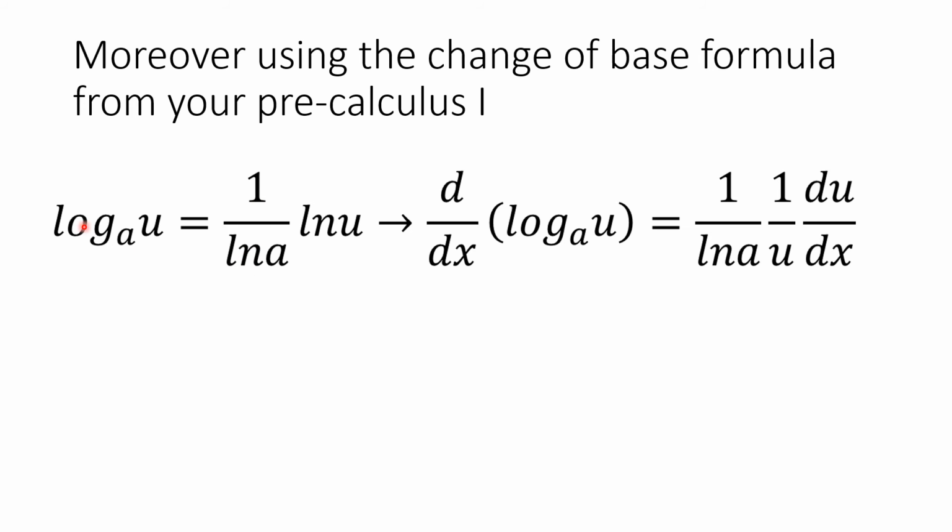So when you take the derivative of this, the change of base formula tells you that you can pull the constant, 1 over the natural logarithm of a, through the derivative sign, and you're taking the derivative of the natural logarithm of u, which is 1 over u times du dx. So you have another formula for the logarithm to any base a.